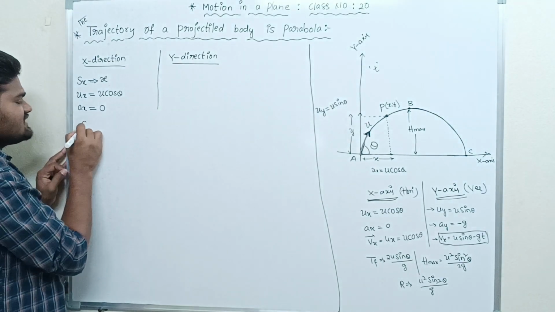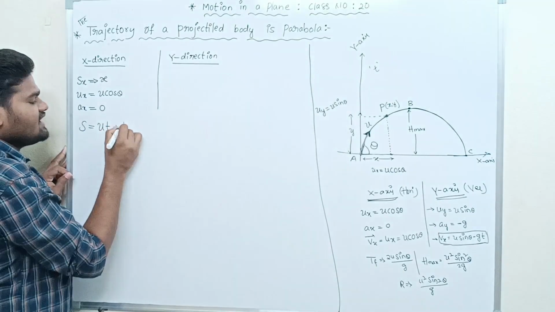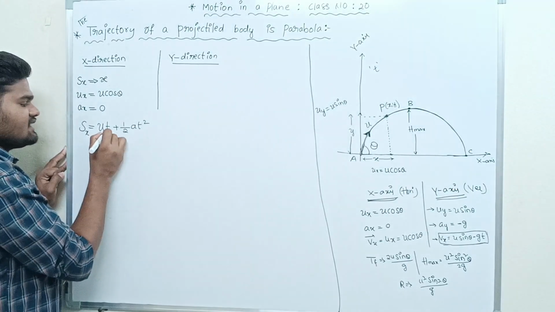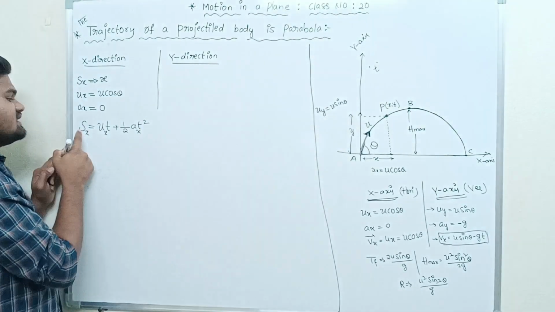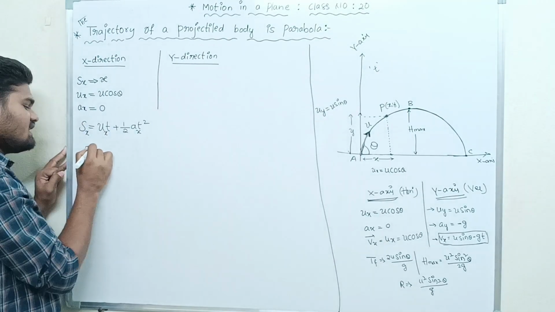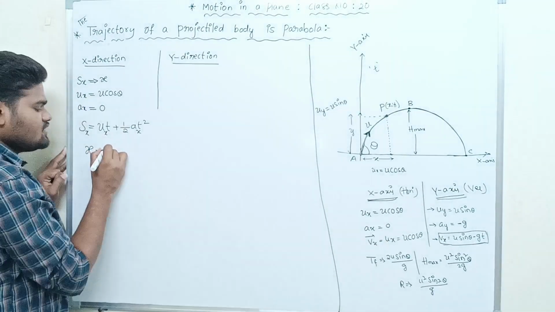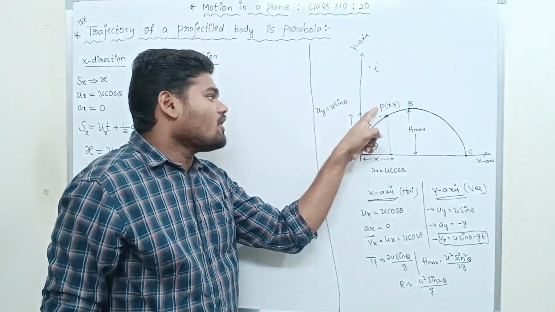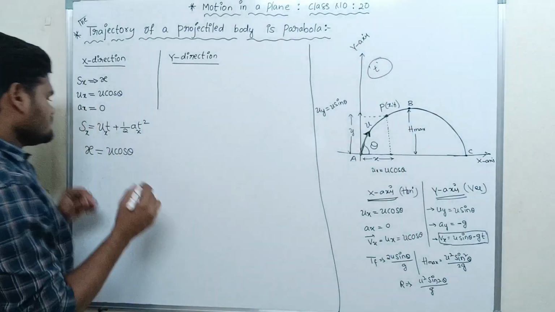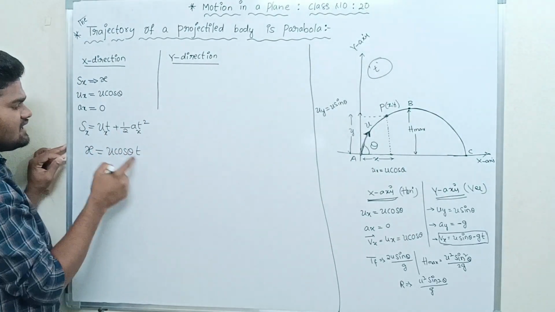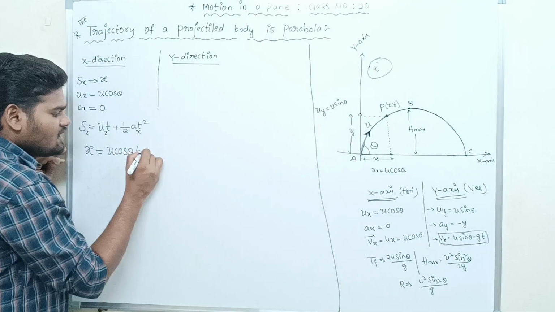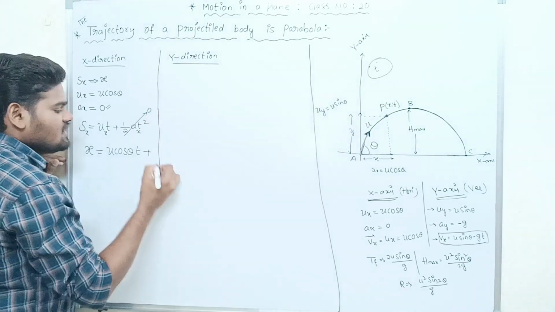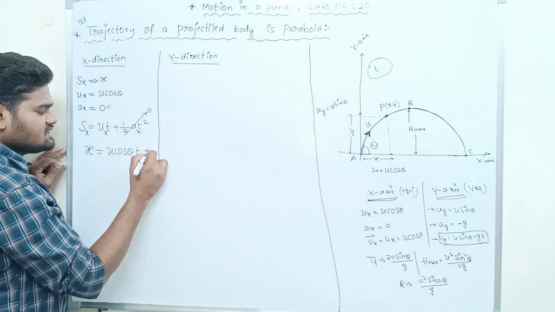What is that? S is equal to ut plus half at square. This is along x direction. So the displacement of the object along x direction, x, is equal to ux, u cos theta, times time. What is the time? The time taken by the body to reach point P. Let T be the time. Ux is nothing but u cos theta, times T, plus what is the value of ax? ax is equal to 0. 0 into something, you will get 0. So this overall term becomes 0 plus 0.